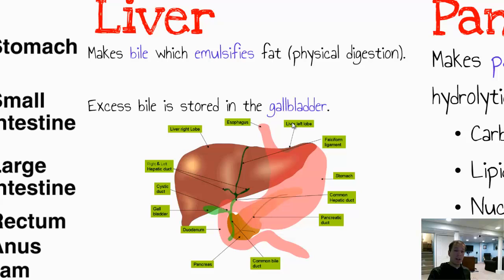The bile will be stored in the gallbladder, and the gallbladder can release that bile then into the small intestine. Sometimes people have gallstones, and sometimes people have cancer of the gallbladder. It can be removed, and the function of digestion is more or less unchanged. So it is not entirely necessary.